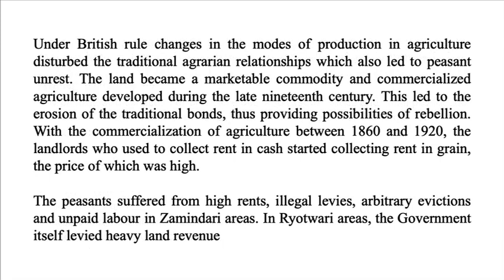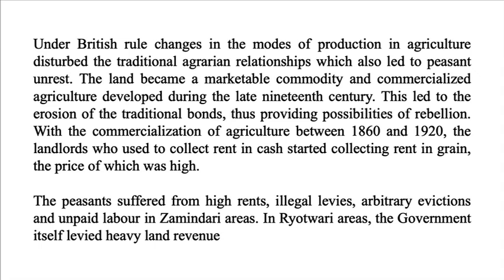So, under British rule, changes in the modes of production and agriculture disturbed the agrarian relationships, which led to peasant unrest. The land became a marketable commodity, and commercialized agriculture developed during the late 19th century. This led to the corrosion of the traditional bonds, thus providing possibilities of rebellion. So, commercial production started rather than food crops.